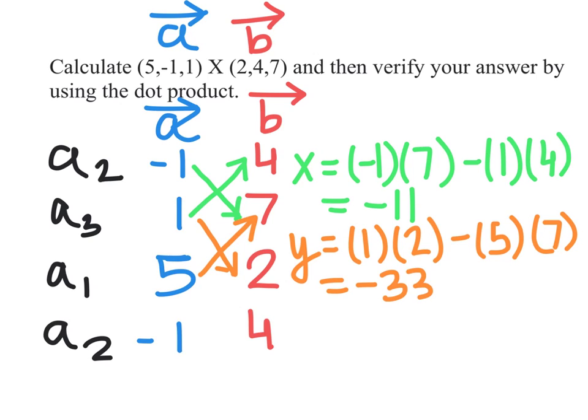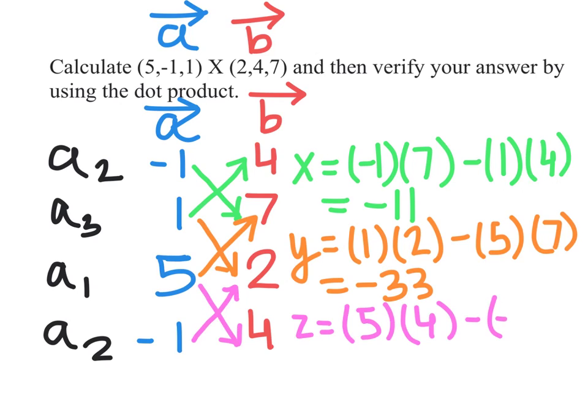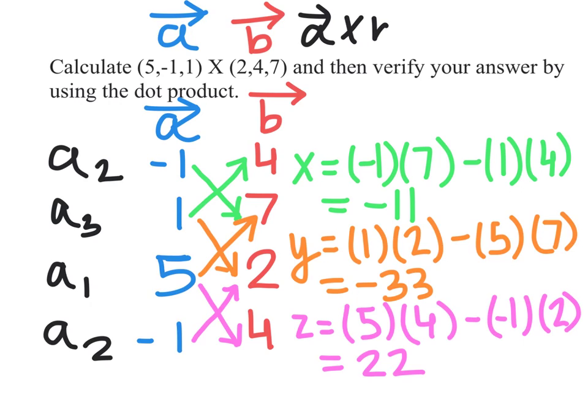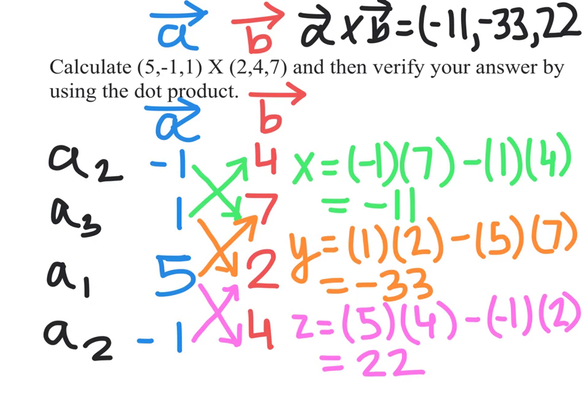And to find the z component of vector A cross vector B, we follow the same pattern once again. You take the down product of 5 and 4 and subtract it from the up product of -1 and 2. So z is equal to 5 times 4 minus -1 times 2, and this is equal to +22. Putting that all together, vector A cross vector B is equal to -11, -33, and 22.